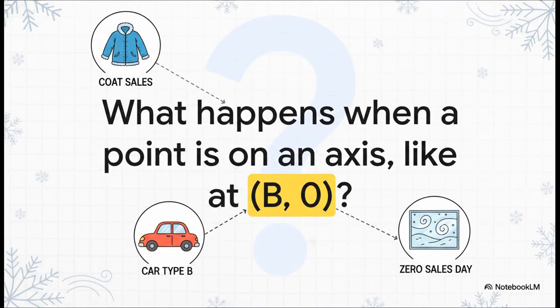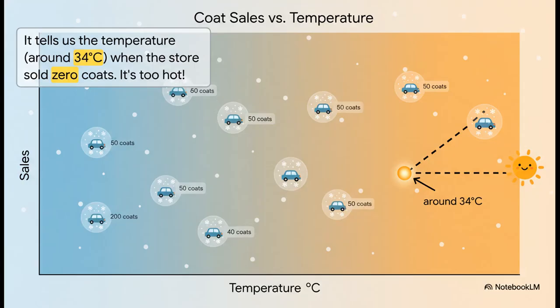Now for a bit of a trickier question. What happens when a point isn't floating in the middle? What if it's sitting right on an axis? For example, what would a point at (B, 0) mean in our coat store? What does that 0 tell us? Well, think about it. If the second number represents coat sales in dollars, a 0 means $0 in sales. So that point tells us the temperature when the store sold absolutely no coats. And if you look at the trend, you can kind of guess that this happens when it's around 34 degrees Celsius. It's just too hot outside to even think about buying a coat.